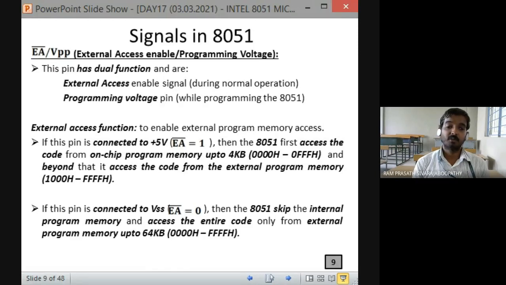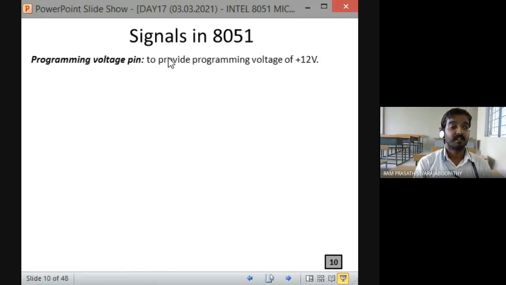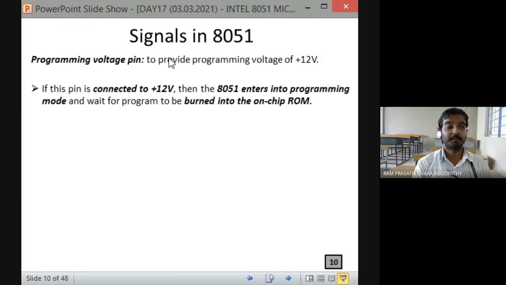If your microcontroller is going to execute the program from on-chip ROM, it must be connected to plus 5 volts. Correct? If the whole program is going to execute from the external program memory, that means the EA bar pin must be connected to ground. That's why it is termed the external access enable pin. Fine? Okay, clear. Next, programming voltage pin: to provide plus 12 volts, this pin must be used for programming purpose. If this pin is connected to plus 12 volts, then the 8051 enters programming mode and waits for the program to be burned into the on-chip ROM.